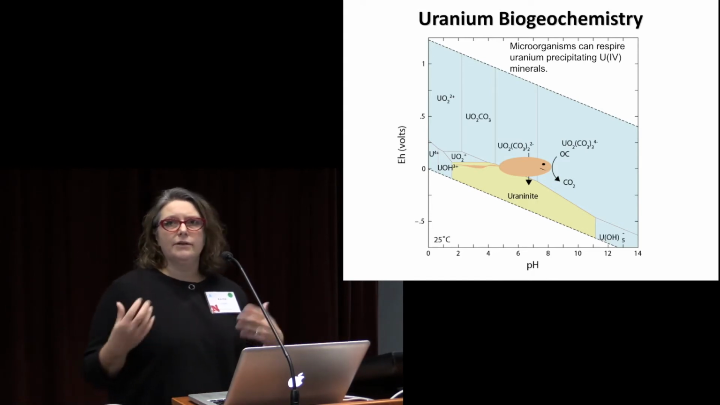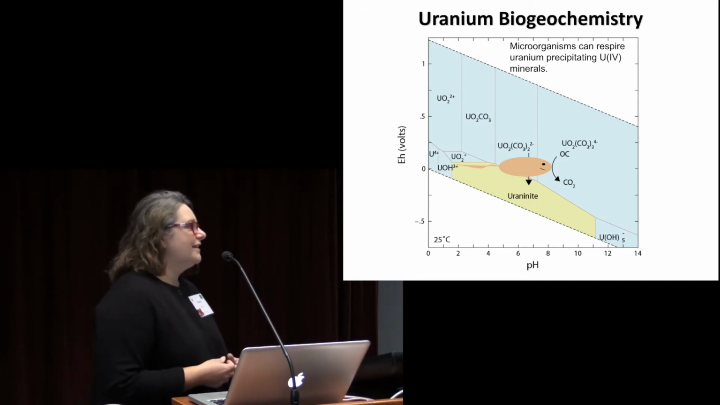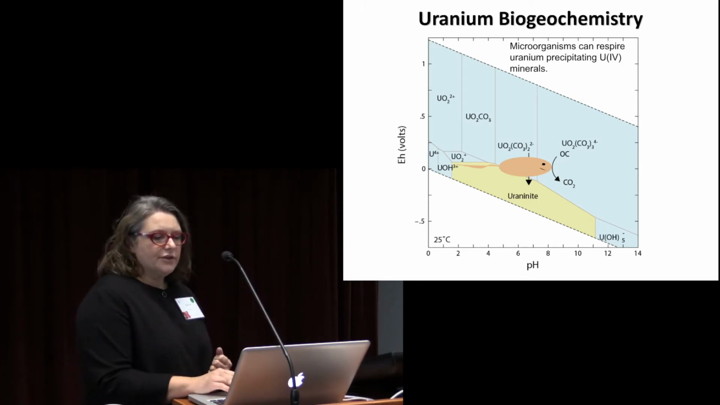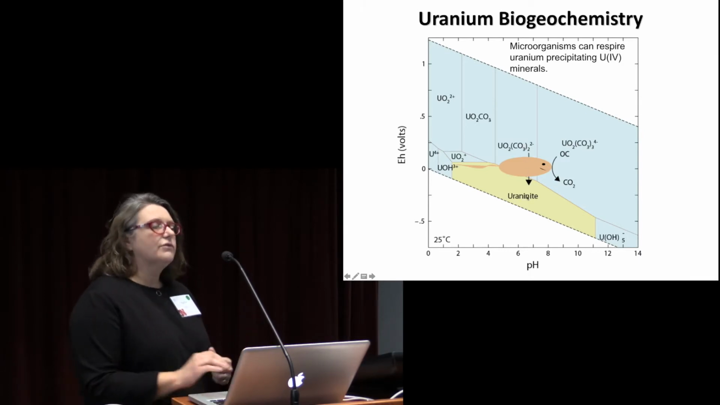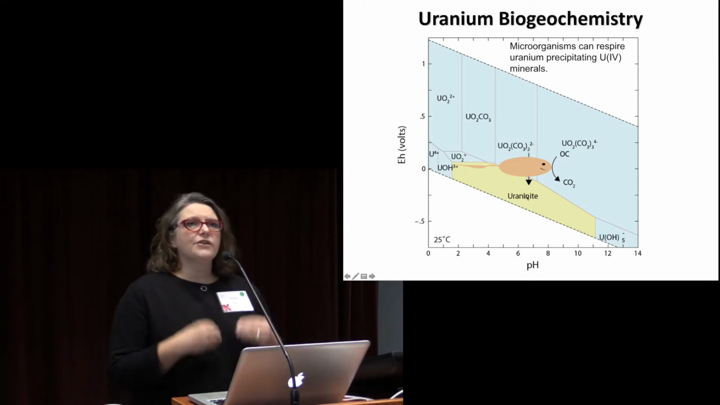So what we know is that there are microorganisms that can actually breathe uranium. They eat carbon like you and I will be eating our lunch shortly, and get their carbon and energy from that. But they're going to breathe that uranium-6, and when they do this, they convert it to this solid state. So they can actually precipitate it.